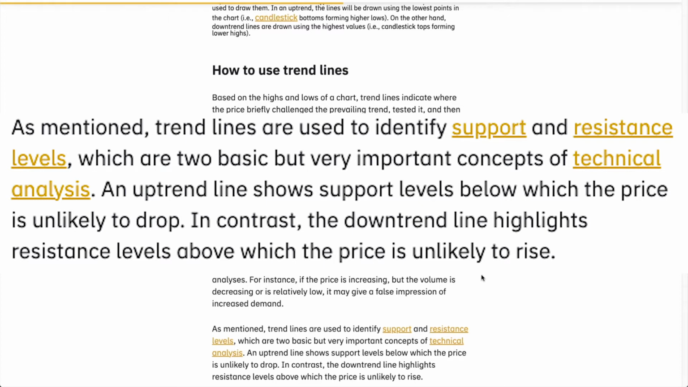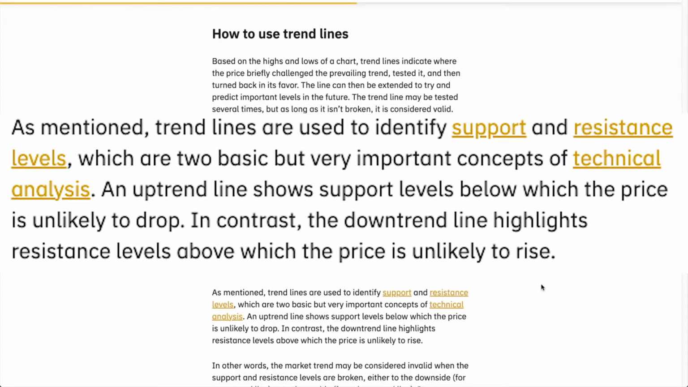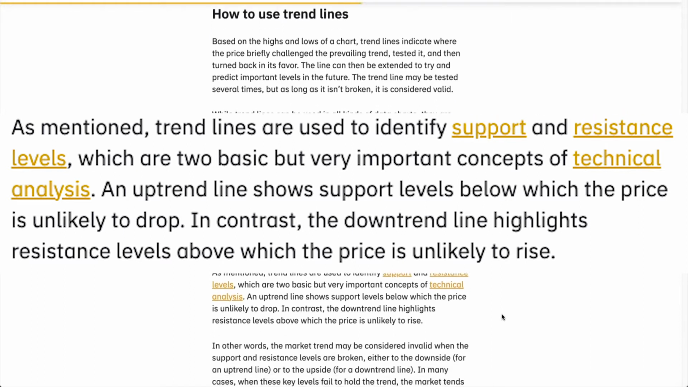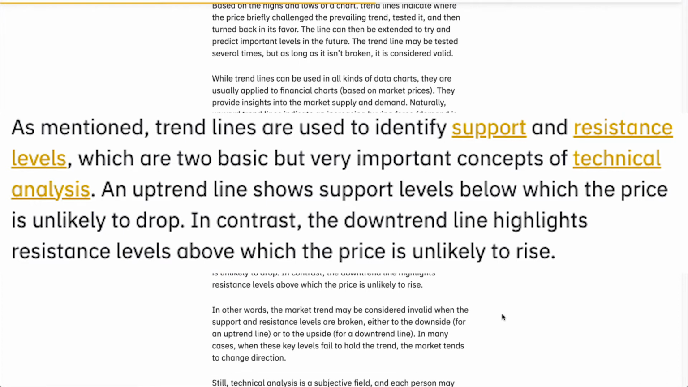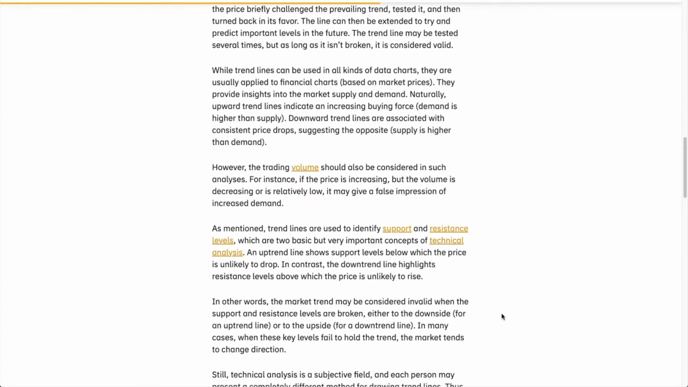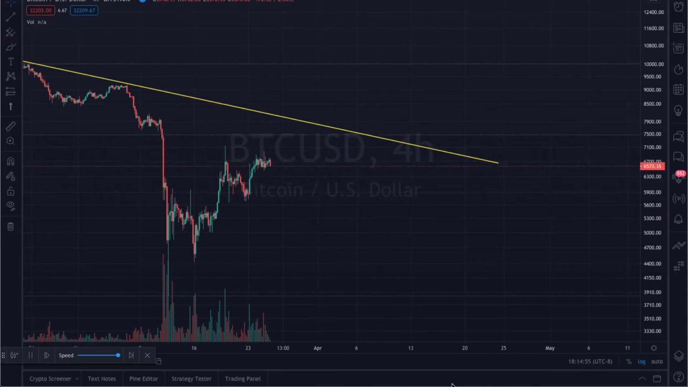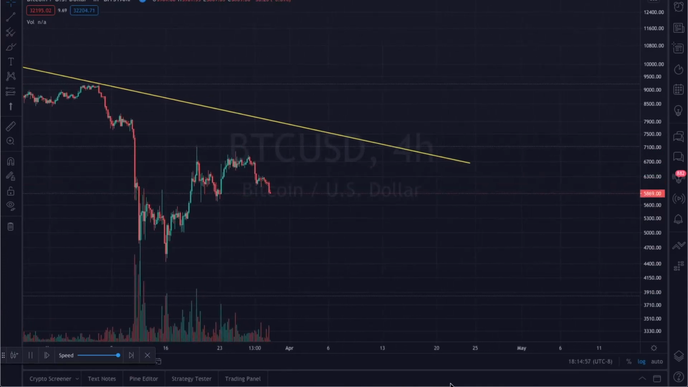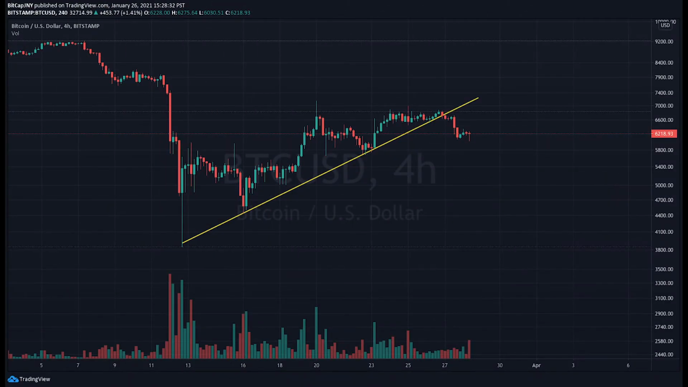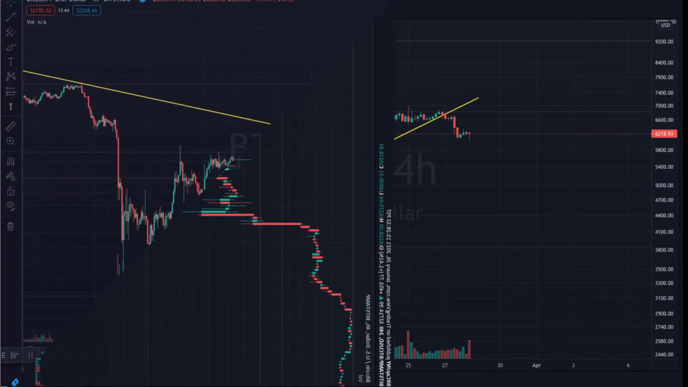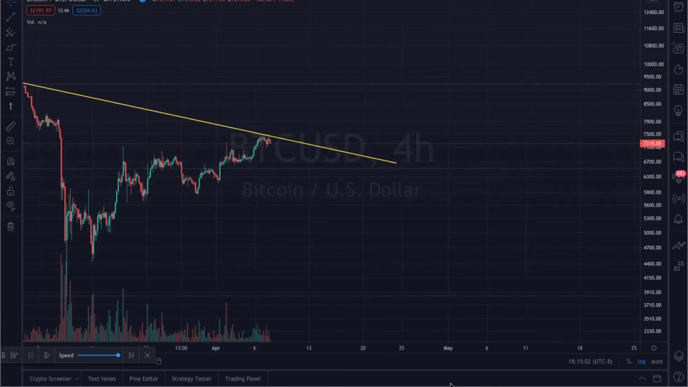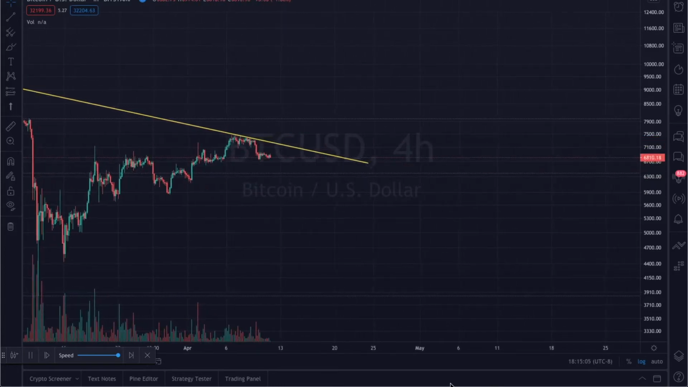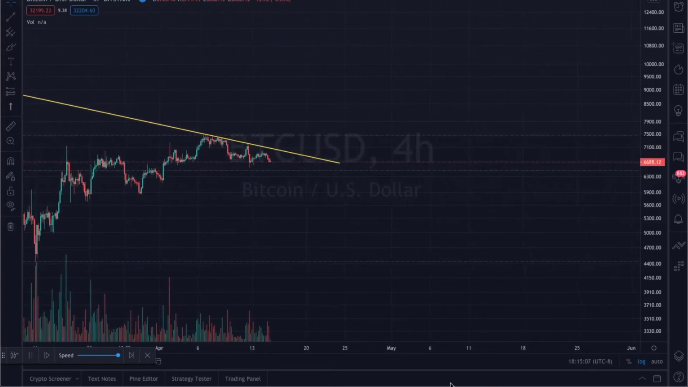An uptrend line shows support below which the price is unlikely to drop. In contrast, the downtrend line highlights resistance levels above which the price is unlikely to rise. In other words, the market trend may be considered invalid when the support and resistance levels are broken, either to the downside for an uptrend line or to the upside for a downtrend line. In many cases, when these key levels fail to hold the trend, the market tends to change direction.